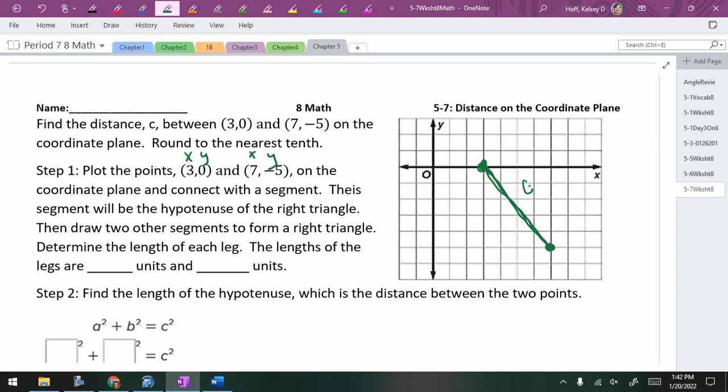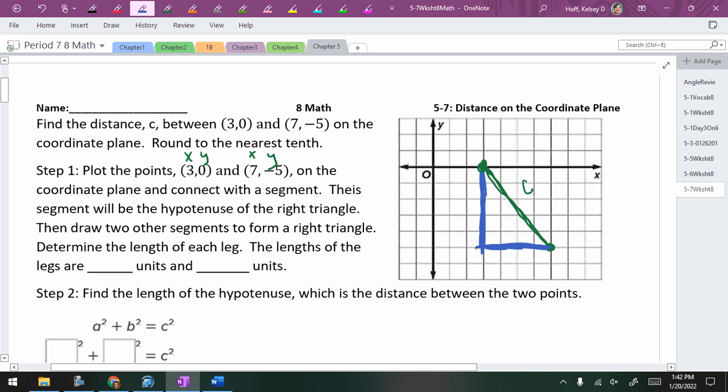This segment will be the hypotenuse of the right triangle. Draw 2 other segments to form the right triangle. If I want to find the length of this, I can't just count diagonally because you don't know the distance across that. It's not 1 when you go diagonally. So if I drop the first point that Davion gave me straight down and then connect it to what Will gave me, do you see your right triangle?